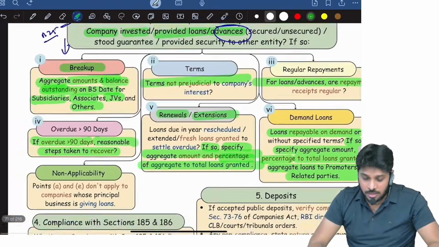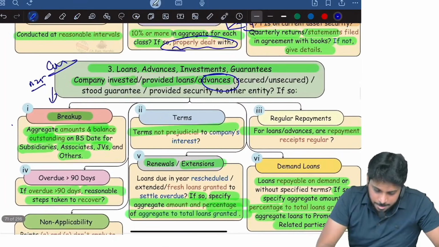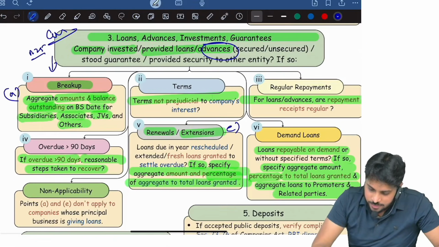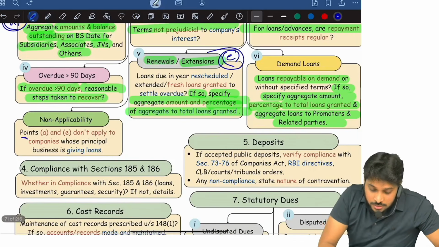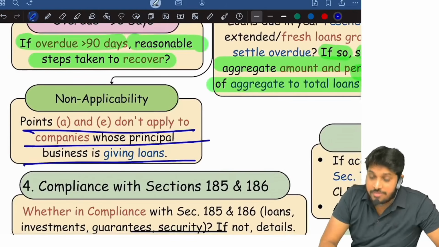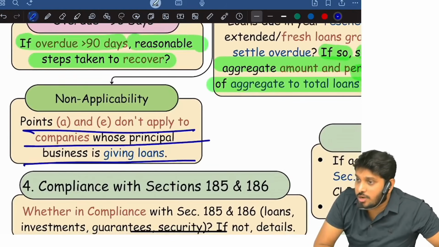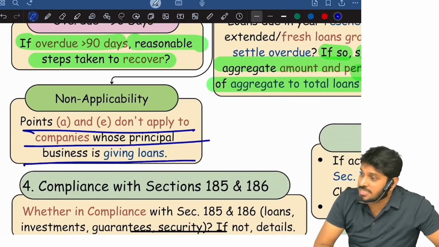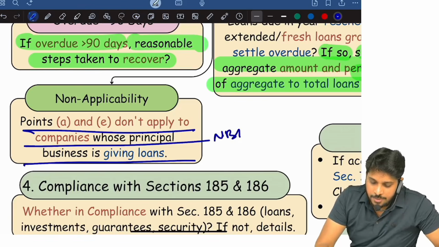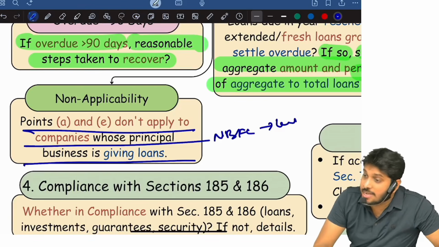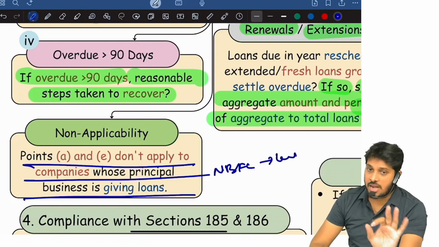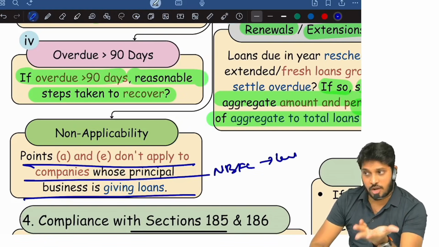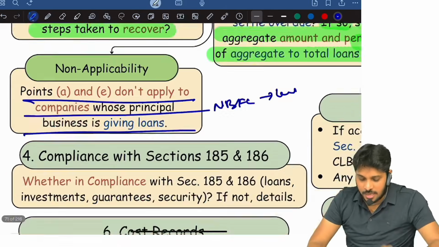Now you see here, this is actually clause A, and renewals is clause E. I'm giving the numbering here itself, A and E. Why? These two sub clauses will not apply for lending companies. These two will not apply for a company whose principal business is lending, which means an NBFC, which is a loan lending company, for them this A and E will not apply. By the way, CARO is applicable for NBFCs. Yes or no? Because an NBFC is not a bank. So CARO is applicable. Next.